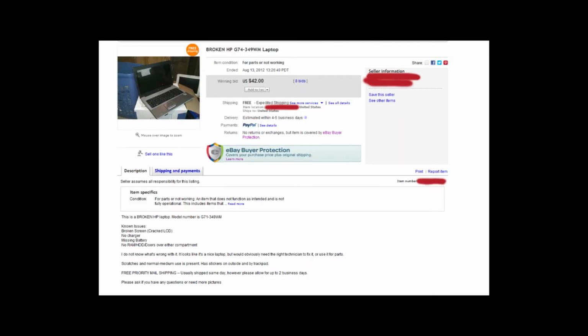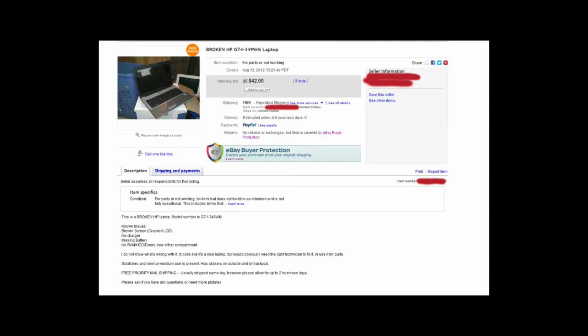So let's investigate on. Let's actually take a look at the listing and see what was listed. Okay, so let's look at this item page. It is listed with a picture, the actual item it seems. Broken G74-349WM laptop is the title. Free shipping, winning bid was $42. Accepted payment by PayPal. The seller states that there is no returns or exchanges. However, it was covered by buyer protection, obviously, because it was paid through PayPal.